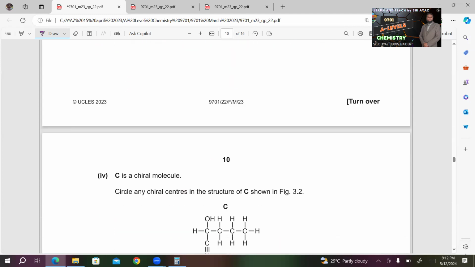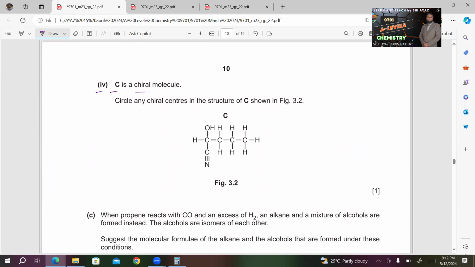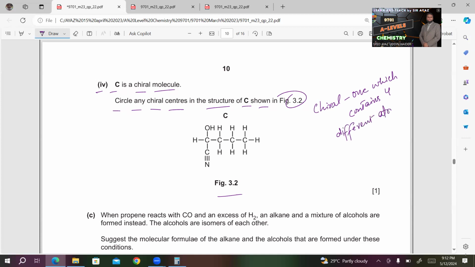Number 4, C is a chiral molecule. Circle any chiral centers in the structure of C shown in figure 3.2. This figure 3.2. What is a chiral molecule? Chiral one which contains 4 different atoms or groups attached to it.